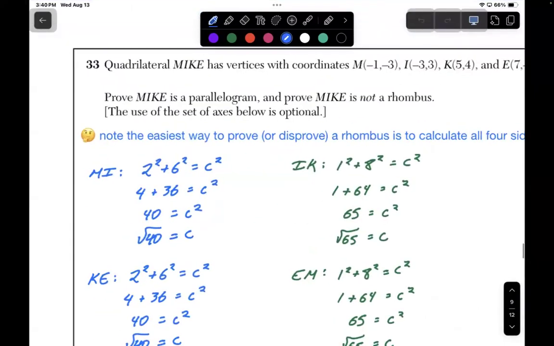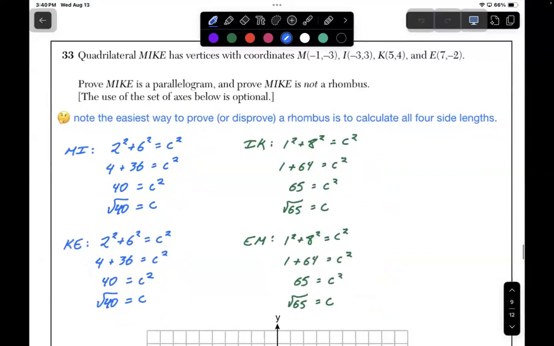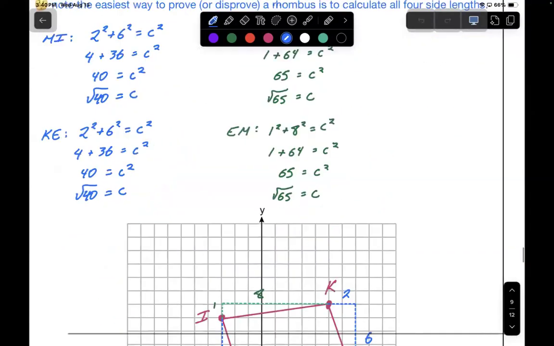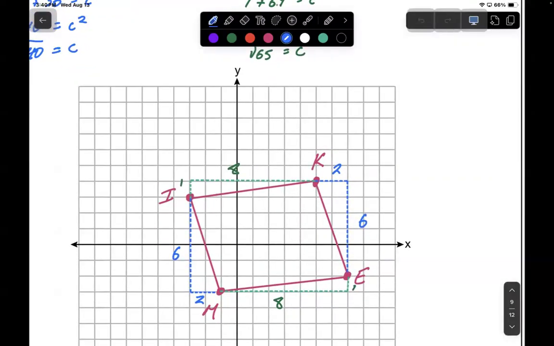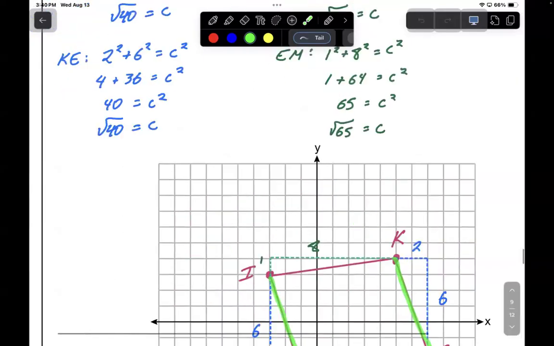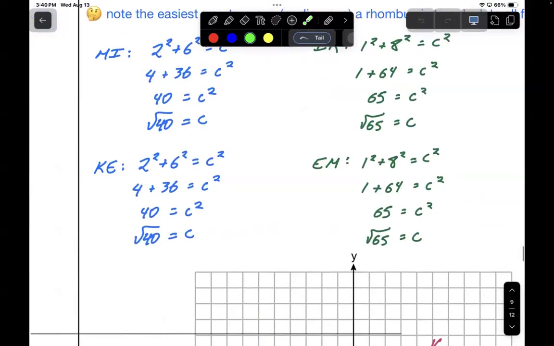The easiest way to disprove or prove a rhombus is to calculate all 4 side lengths, which is what I did. So I went and sketched the rhombus here. So it's MIKE. Here are the 4 coordinates of the rhombus. And then what I did is I said, all right, well, let's go ahead and using Pythagorean theorem, find the length of this side and this side, IM and KE.